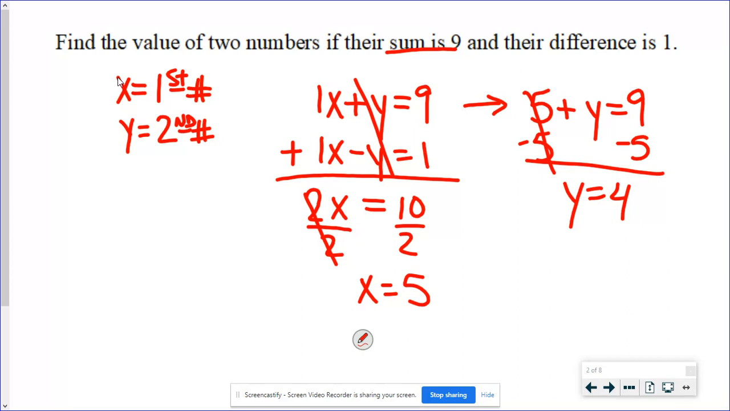Now, these are not going to be ordered pair answers. I'm just going to ask, what are the two numbers? The numbers are 5 and 4.